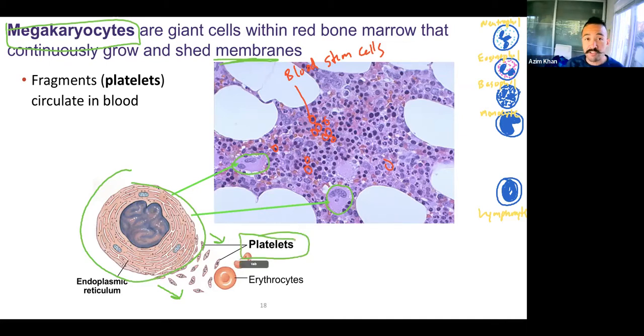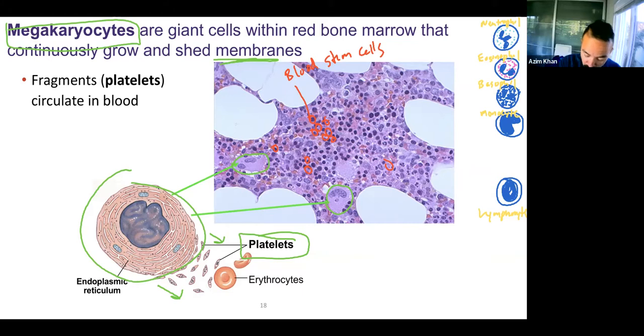So platelets are just fragments of phospholipid bilayer membrane. So there's phospholipids, proteins, and other stuff on it. And these platelets are just released into the bloodstream and circulate. So platelets are just fragments, they're really tiny.